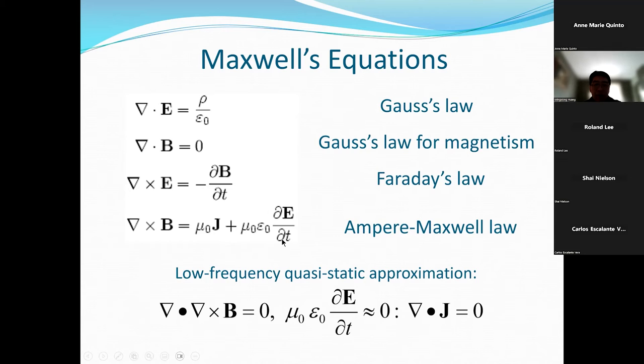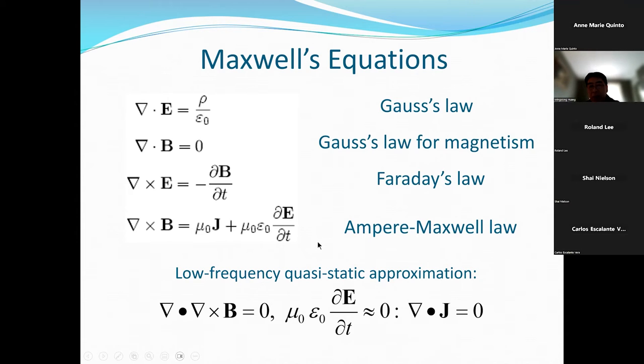Because of this term, now we have electromagnetic waves. Now we know light is one form of electromagnetic wave. Without this term, there's no electromagnetic wave. So they put this term in at that moment for the sake of symmetry.